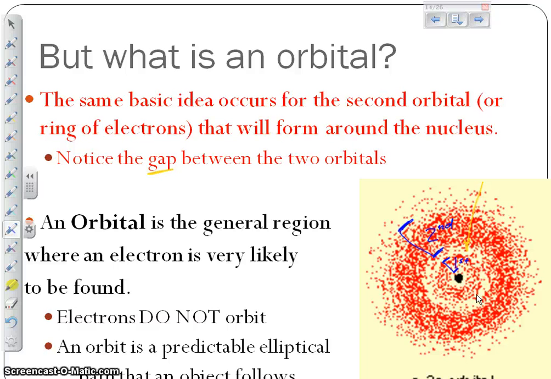Okay? So all an orbital really is, is a general region where we are likely to find electrons, because they do not orbit. They do not follow a very predictable elliptical path. Instead, they again are randomly traveling around, but in a predictable general region. Okay? Hopefully that makes sense. If it doesn't, we'll talk about that a little more in class.